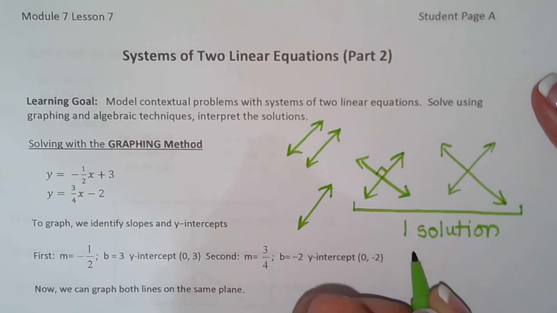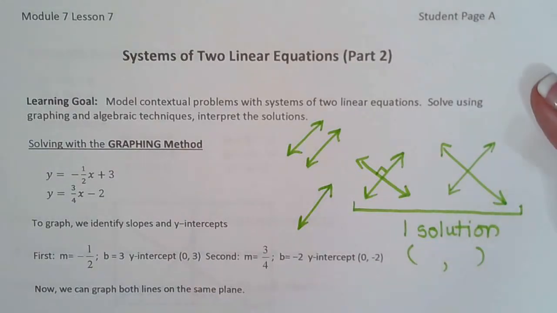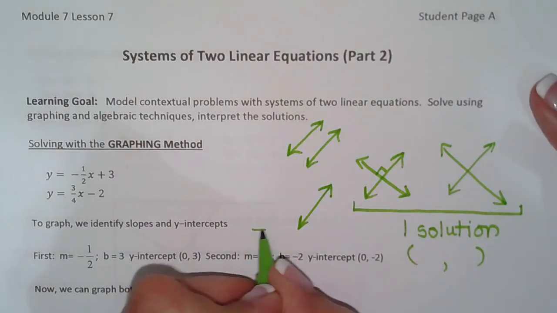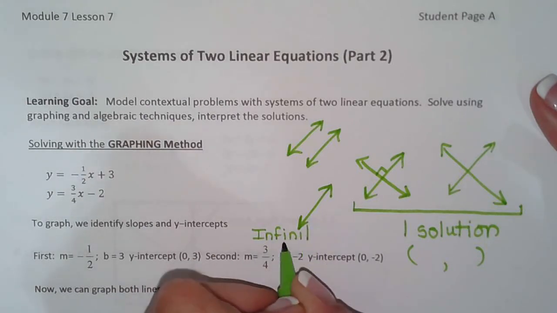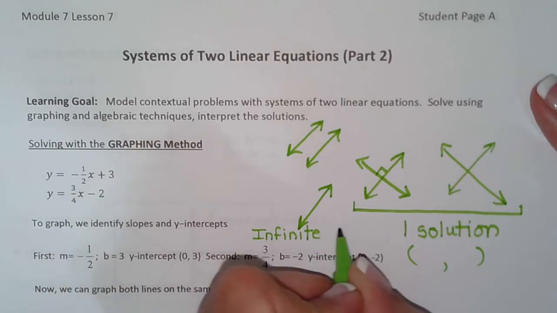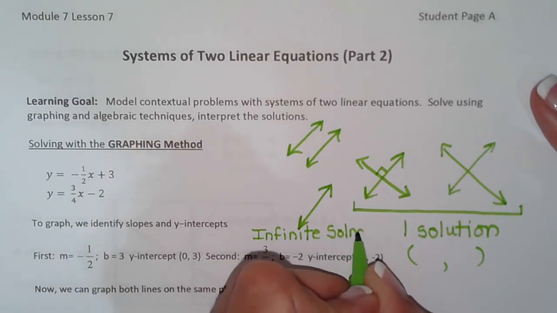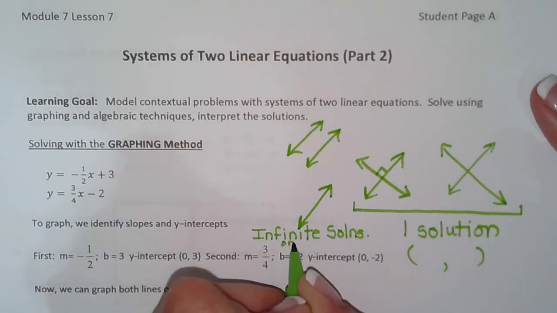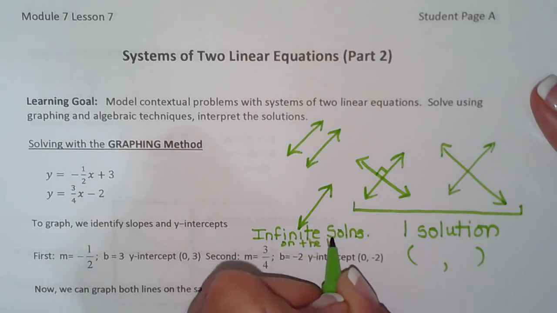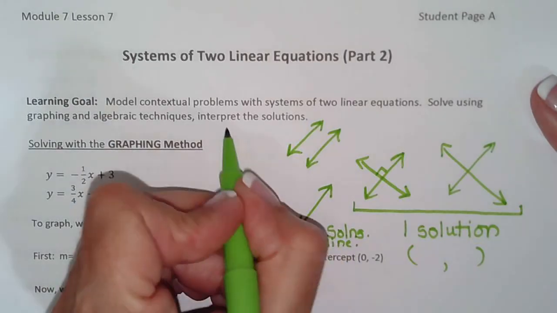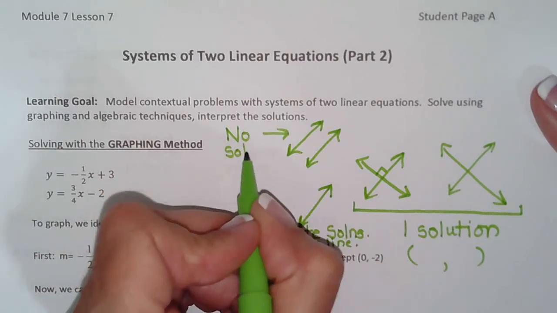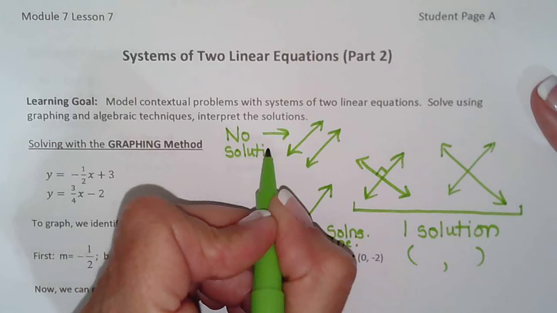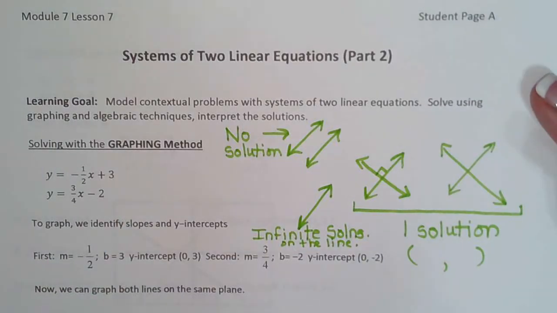And you write the solution as the point of intersection. This one is infinite solutions on the line. And remember, this is no solution because they have no points in common, no intersection points, because that's what a solution is, the point they have in common, or the intersection point.